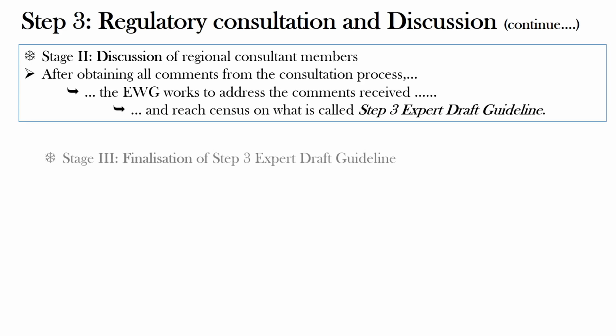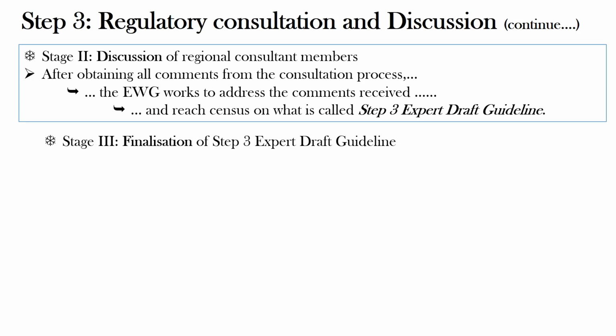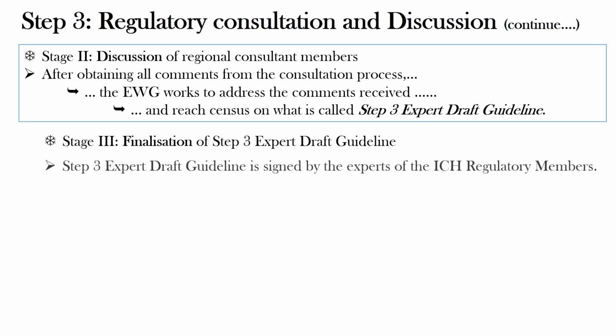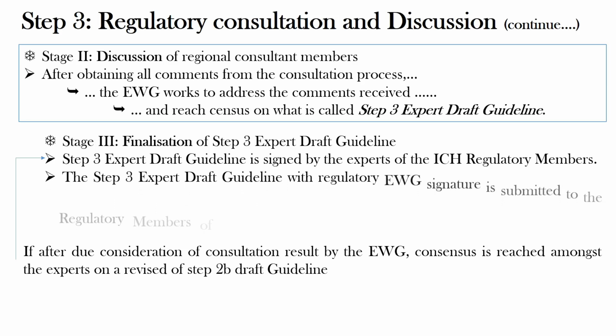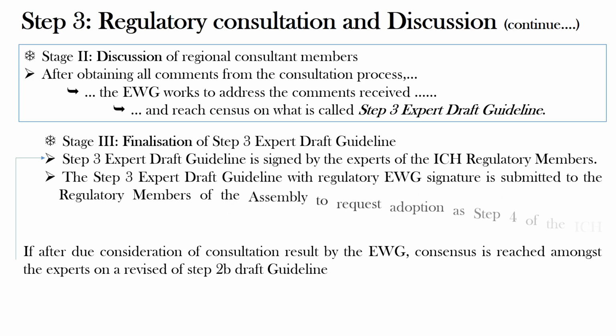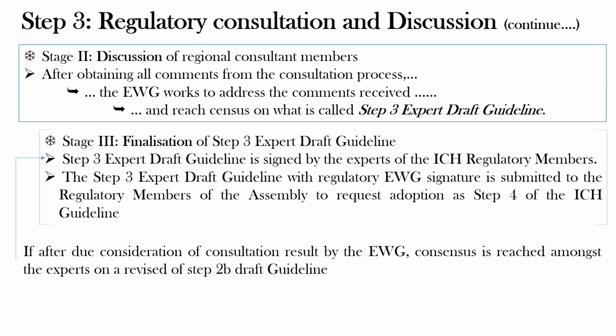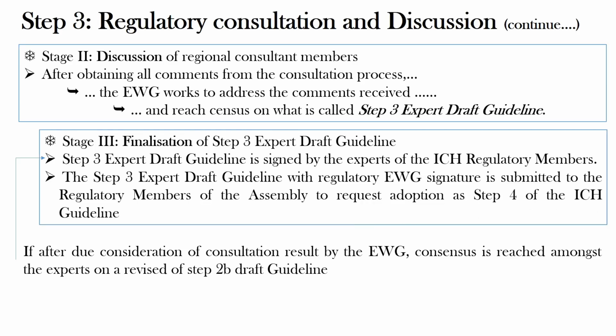The stage 3 is finalization of step 3 expert draft guideline. The step 3 expert draft guideline is signed by the expert of the ICH regulatory member. The step 3 expert draft guideline with regulatory expert working group signature is submitted to the regulatory member of the assembly to request adoption as step 4 of the ICH guideline.